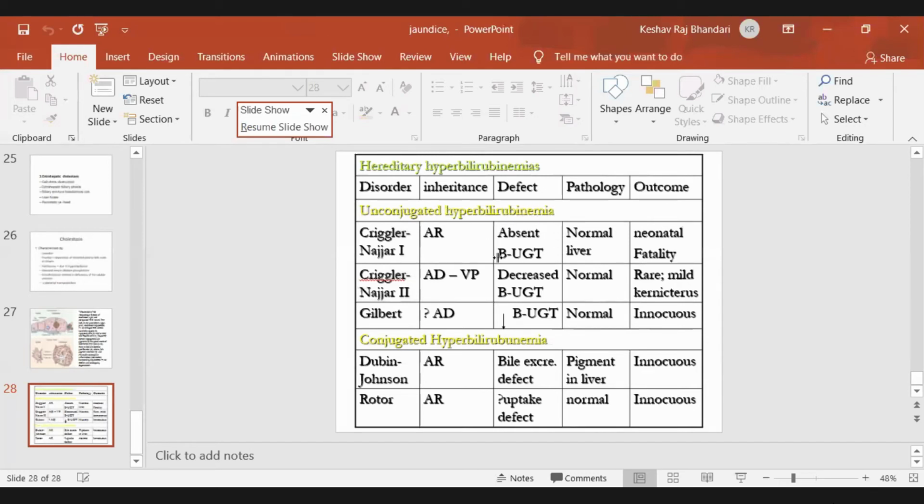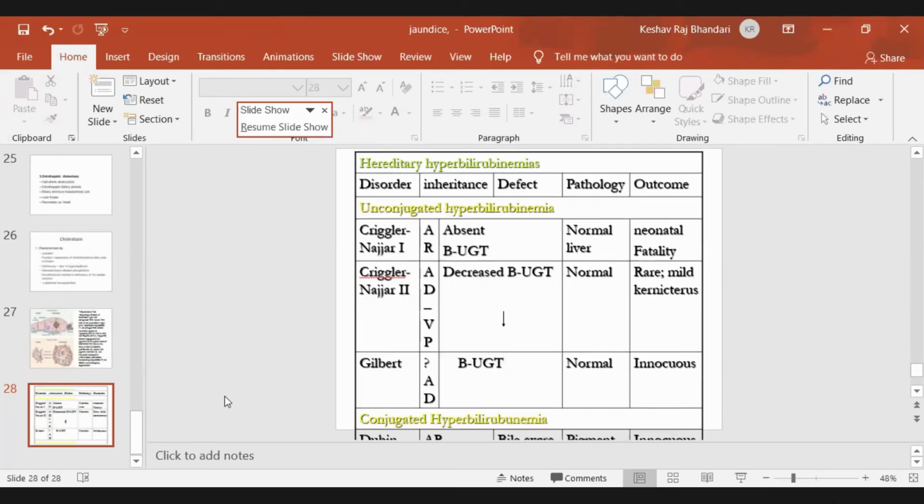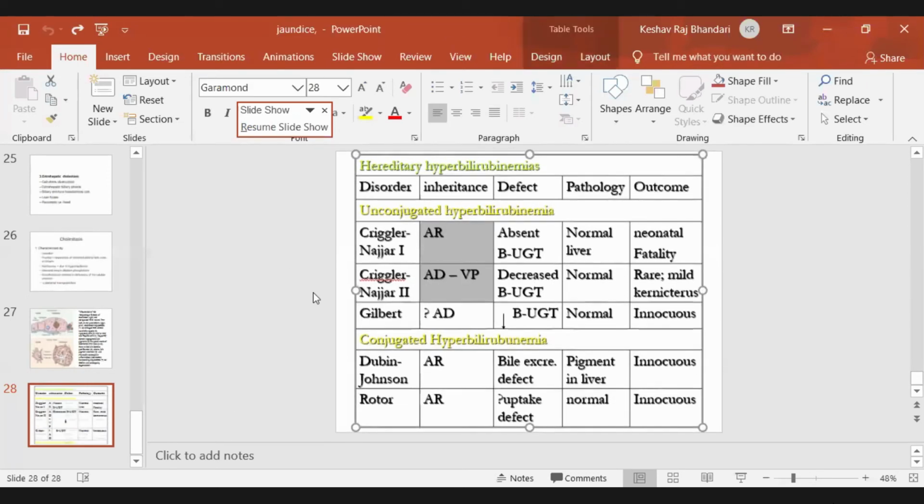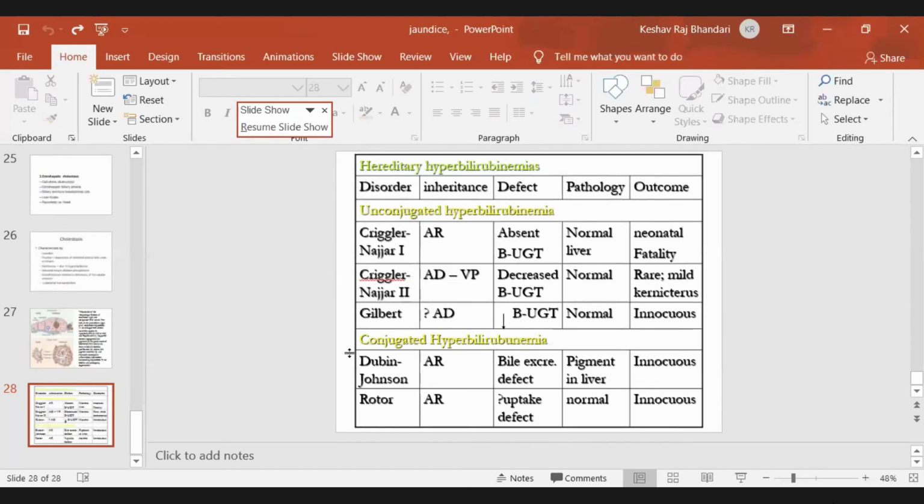It may lead to Crigler-Najjar 2. That is autosomal dominant. And then Gilbert, exactly what the cause is, is not known, but here also they say it is decreased. That enzyme is normal, and it doesn't cause any fatality or any problem. So these are the three hereditary causes of hyperbilirubinemia. And then there are two more for conjugated hyperbilirubinemia, that is Dubin-Johnson and Rotor.